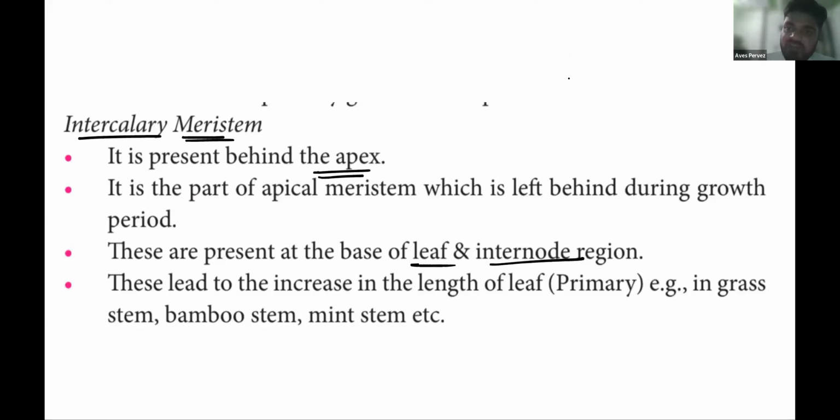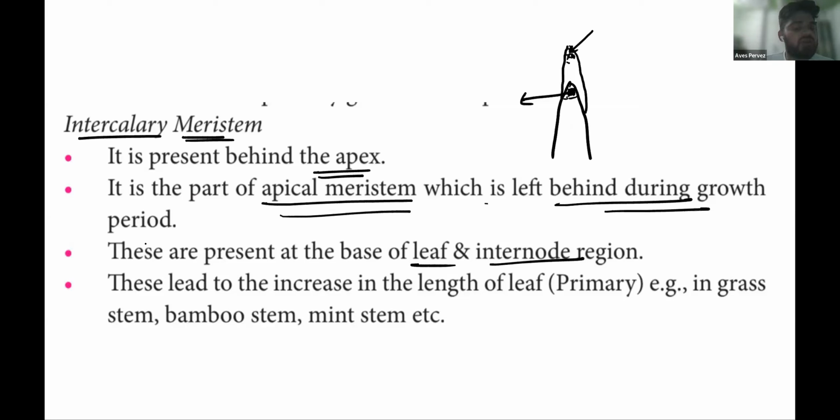For example, if the height of the plant right now is this one, the apical meristematic tissue is present here. But after some time, the plant height reaches up to this point. Now the apical meristematic tissue will reach this point, but this tissue will become intercalary. So we can say it is the part of the apical meristematic tissue which is left behind during the growth period. Intercalary is the portion that is left behind.